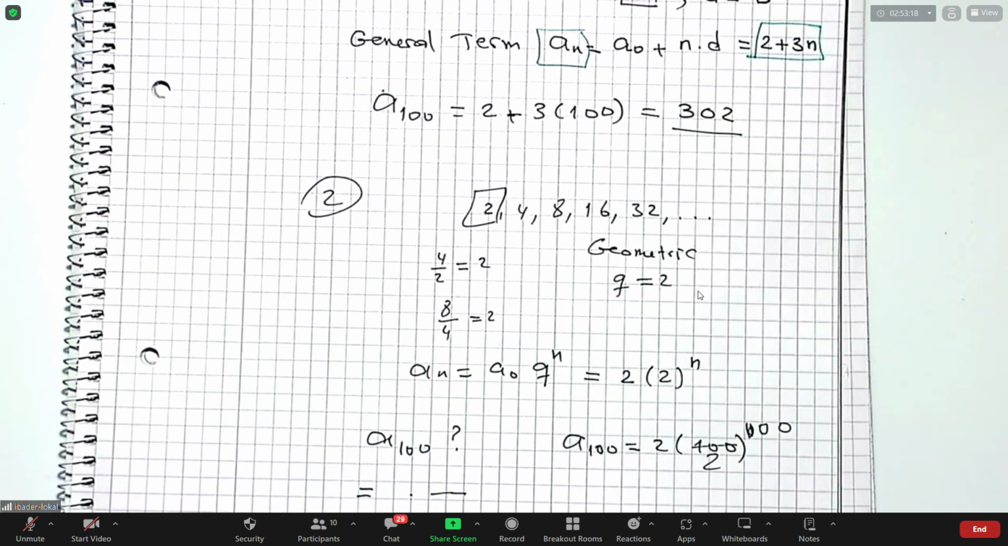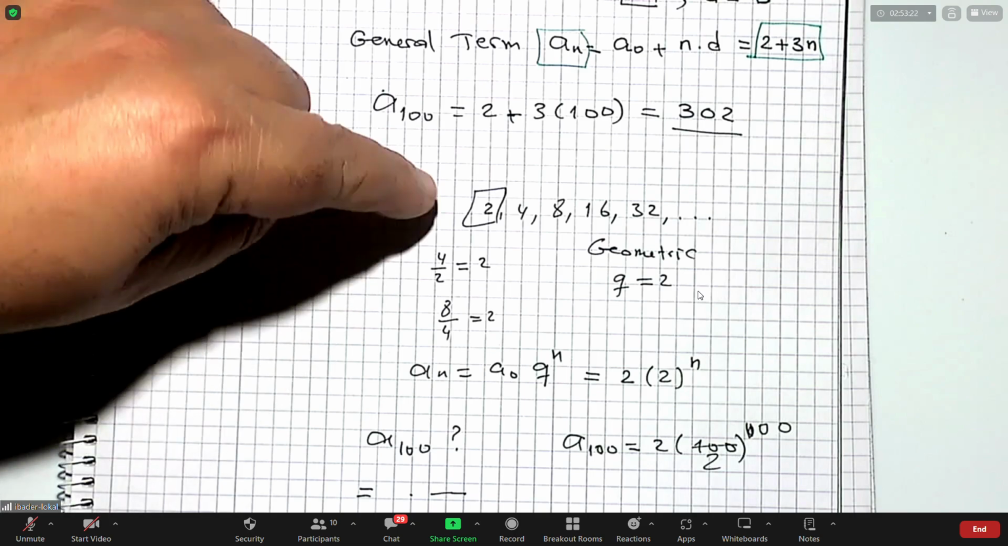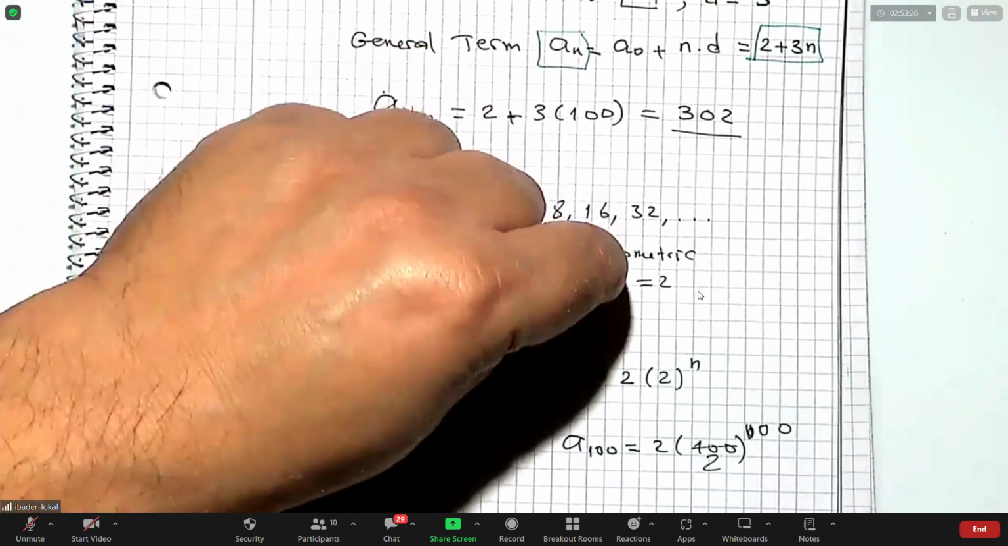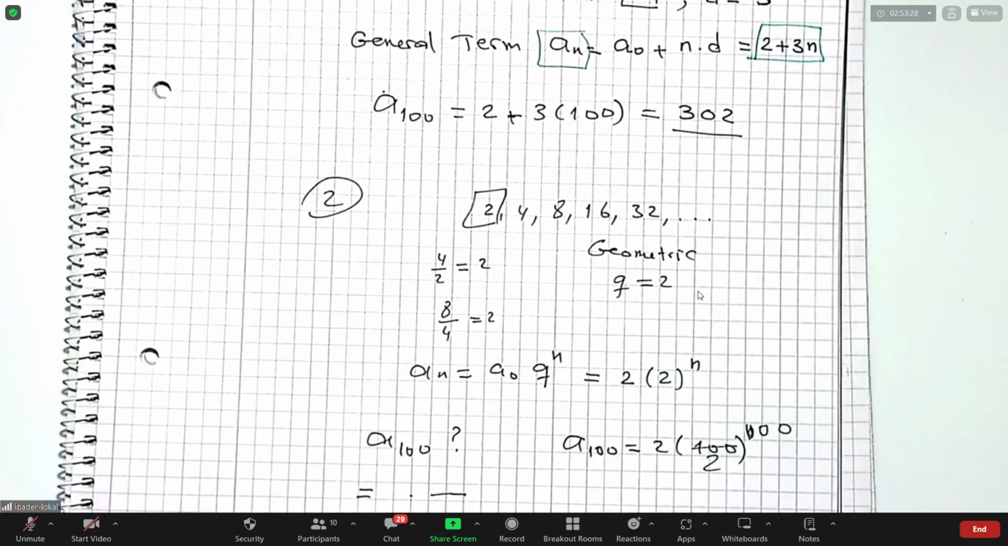Okay, you have to be careful. Sometimes if you have fractions, for instance, you can have the reciprocal of that: 1 over 2, 1 over 4, 1 over 8, 1 over 16, and so on. Then, of course, the quotient Q is different here.